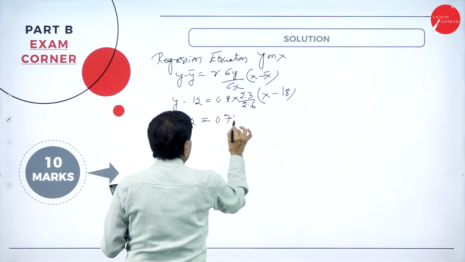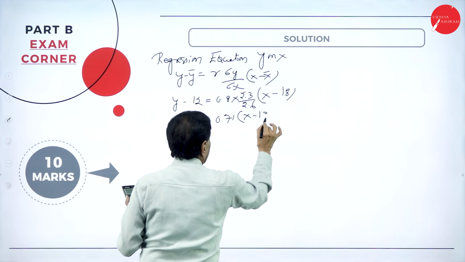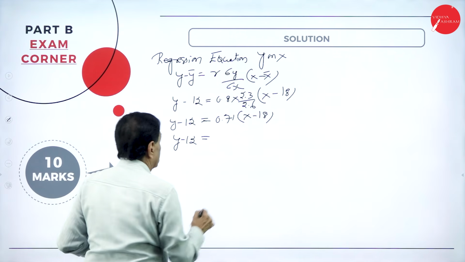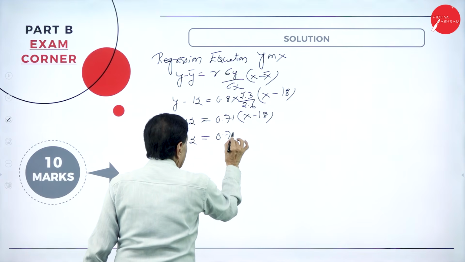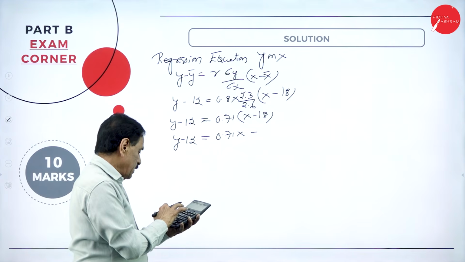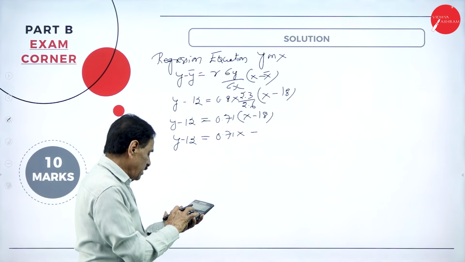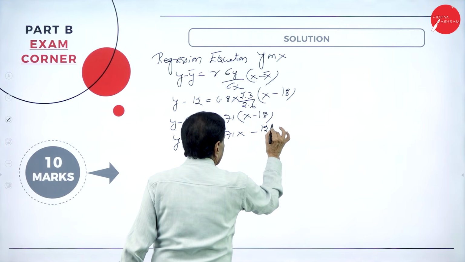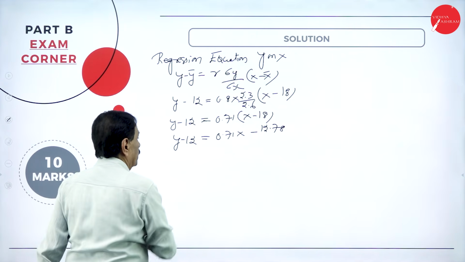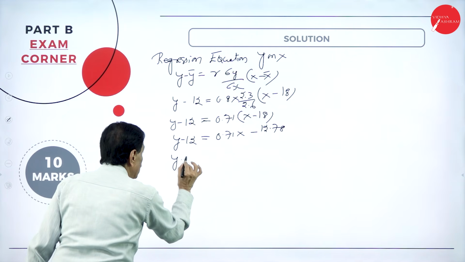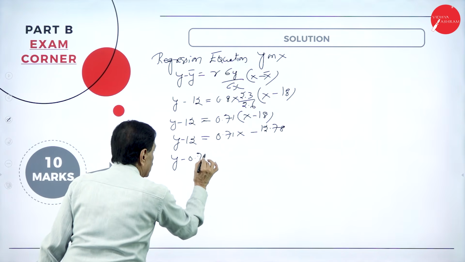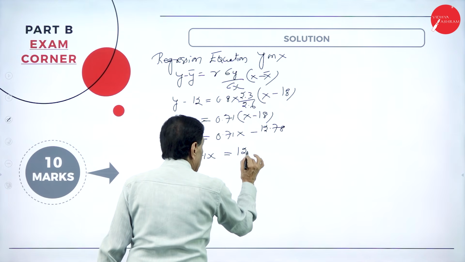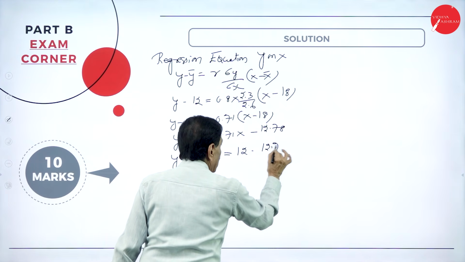0.71 into x minus 18. y minus 12 equals 0.71x minus 0.71 into 18, that is 12.78. You take this figure to this side. y minus 0.71x is equal to 12 minus 12.78.